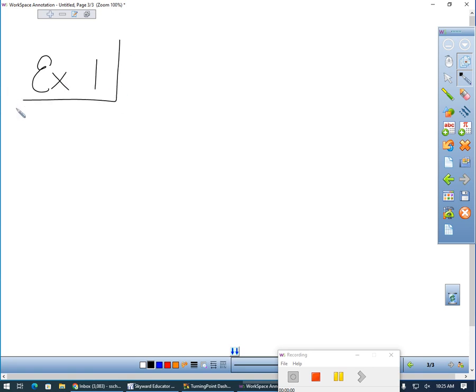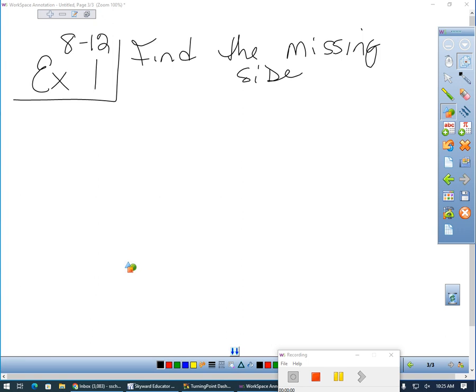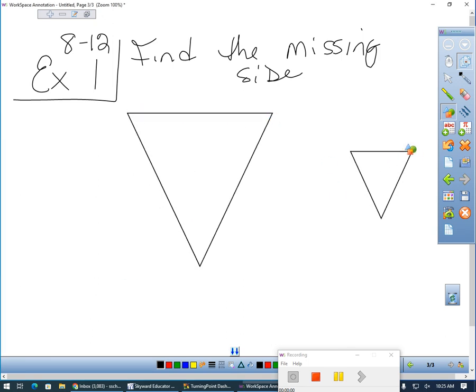We already talked about what you have to do for the first problem. So the next section, 8 through 12, it's find the missing side. And let's say I have 10, 4, let's go x, and 5 over here.